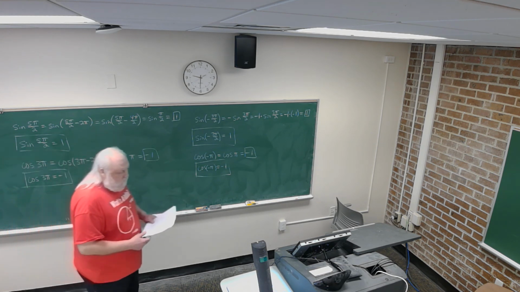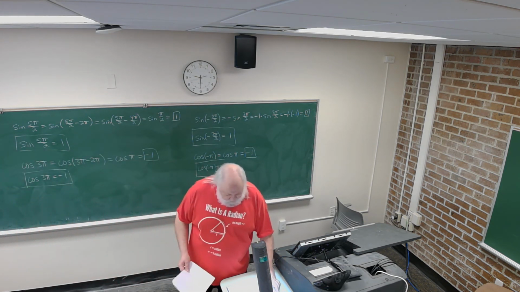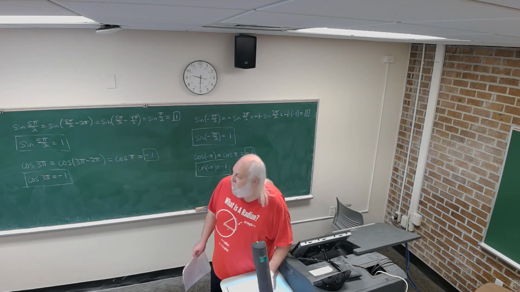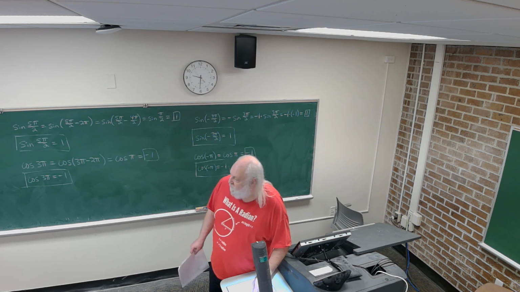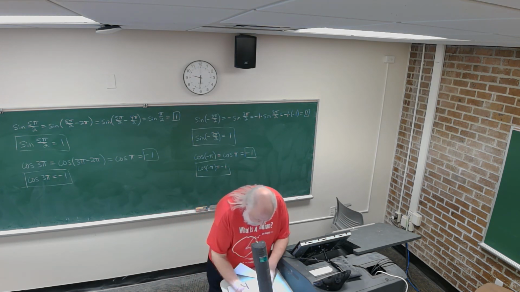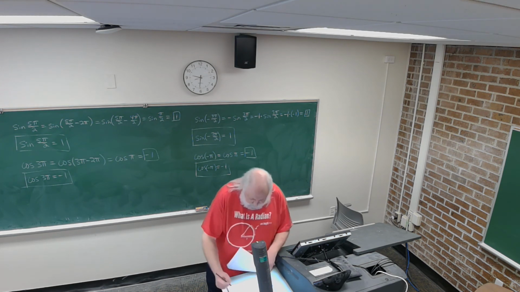All right. At the bottom of your page in the table are the exact values of the sine and cosine function for 3 important angles. T equals pi over 6 radians, pi over 4 radians, and pi over 3 radians. Pi over 6 radians is the same as 30 degrees. Pi over 4 radians is the same as 45 degrees. And pi over 3 radians is the same as 60 degrees.